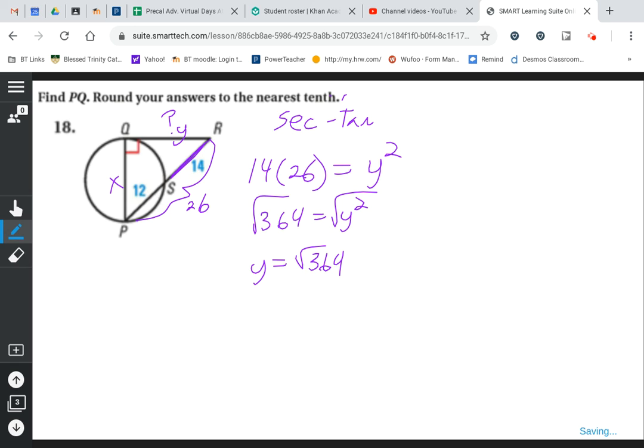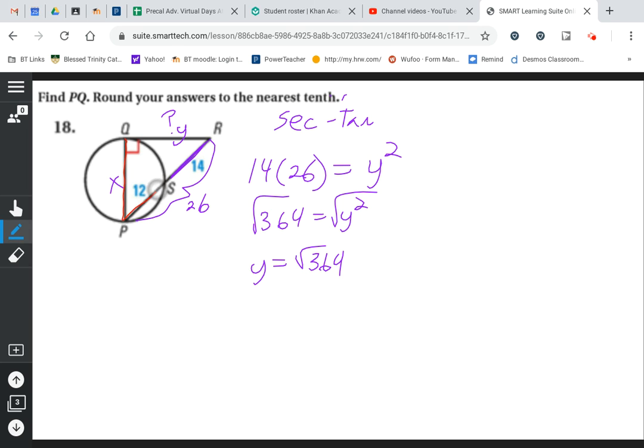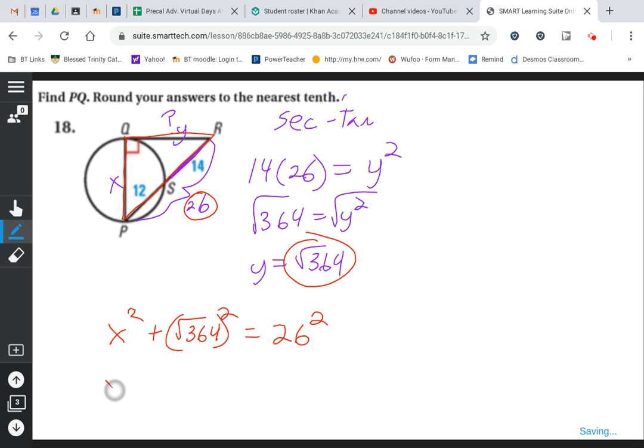Now, I'm not going to do anything with that yet. Then what we noticed is that based on the diagram, triangle PQR is a right triangle. Well, we have one side is 26. We have the other side is square root of 364. We can use the Pythagorean theorem to solve for it. So I'm going to go x squared plus the square root of 364 squared, and this is why I didn't do any of the math behind it, equals 26 squared. So x squared plus 364 equals 26 squared, which is 676.